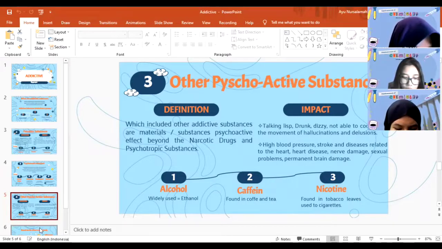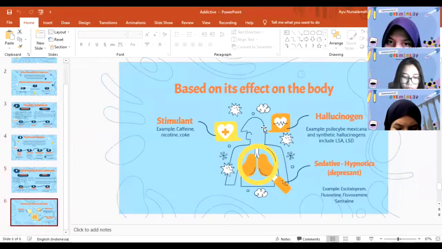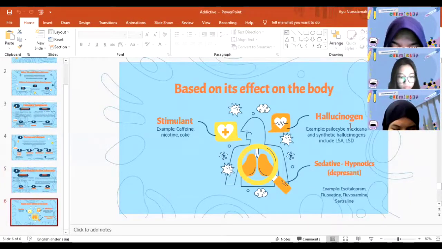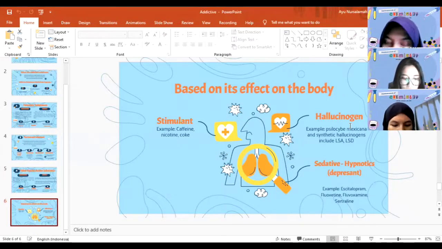Okay, and the last is the classification based on the effect on the body. First is hallucinogens. Hallucinogens are drugs that can cause hallucination. The consumer will see or hear something unreal, like they are imagining something. The examples are LSA and LSD.